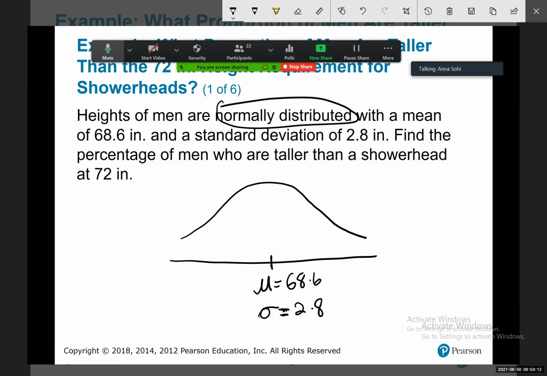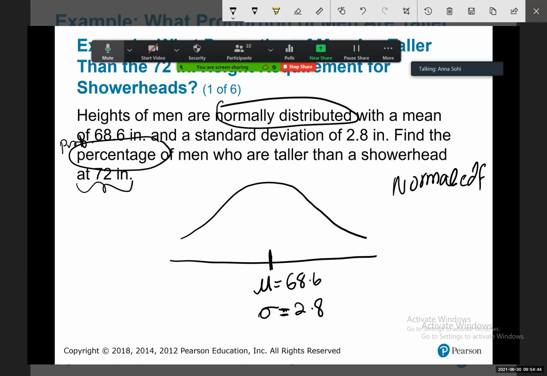So find the percentage of men. It's the same thing as probability of men. You have the numbers, you want to find the probability. The first thing that comes to your mind is normal CDF. So probability of men who are taller than a shower head at 72 inches. 72 inches would be above this point or below this point if I eyeball it.